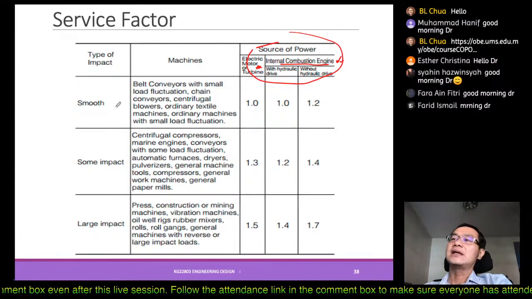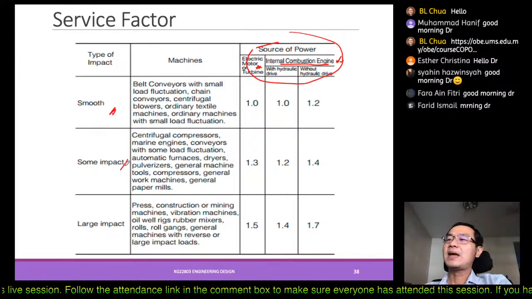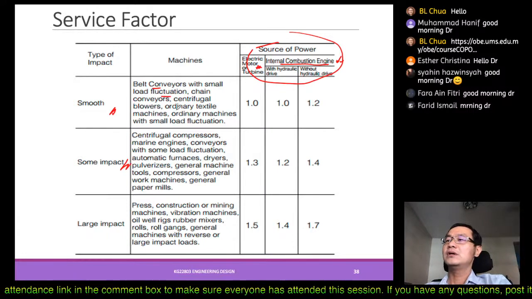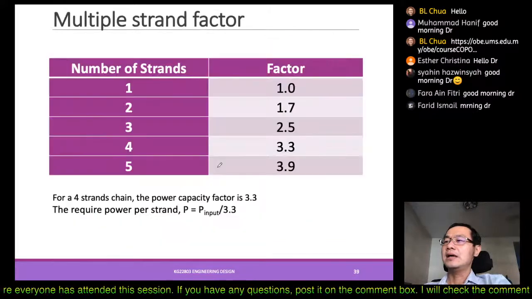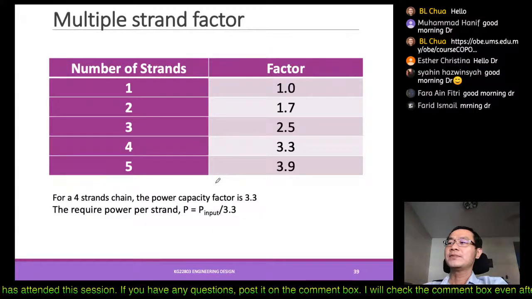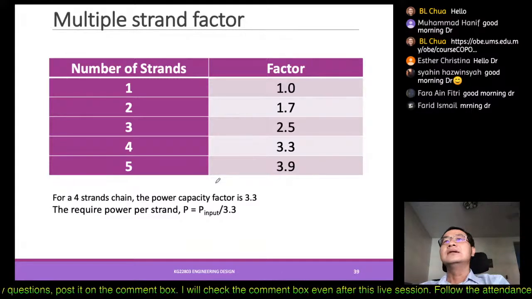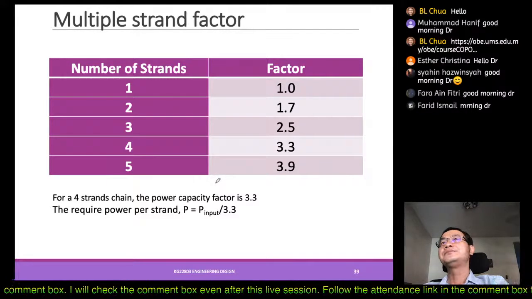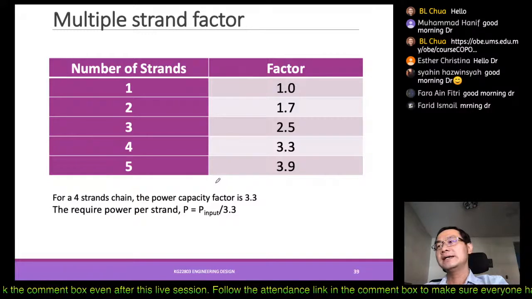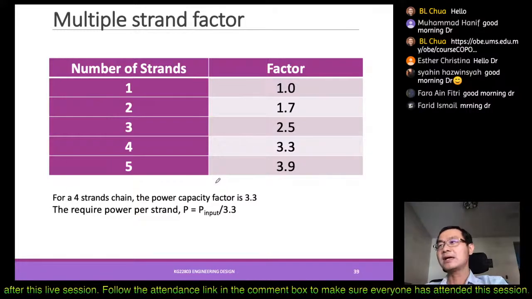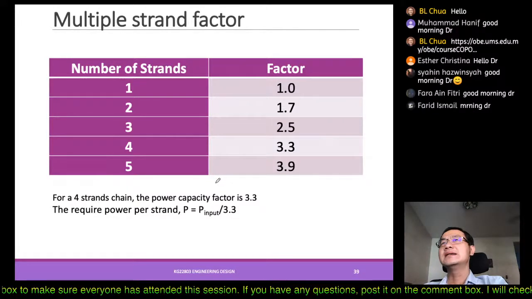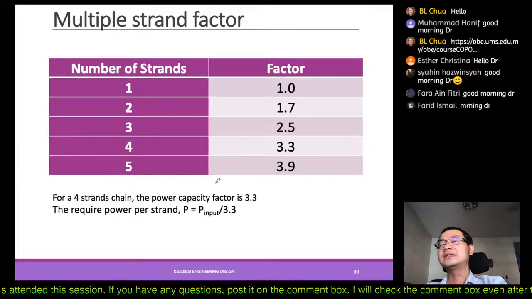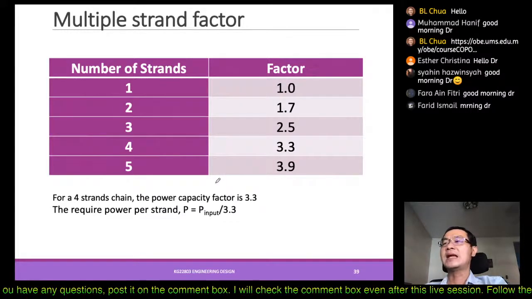Again, we can separate them into different types of impact according to the machine. So you have a centrifugal blower, and so on. Besides that, in the previous belt, I did not mention multiple belts that we use. So if you are going to use multiple belts in the belt design, then you just have to divide by the number of belts.